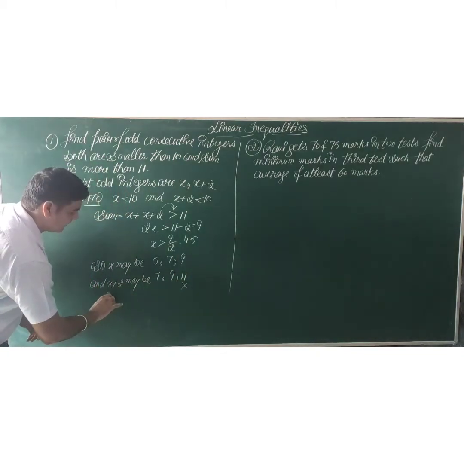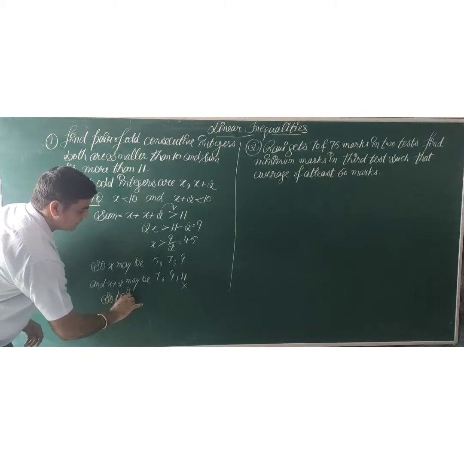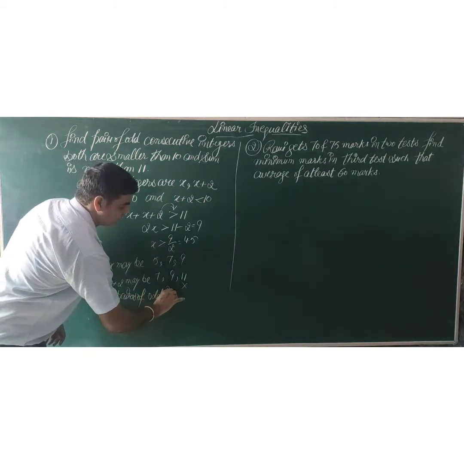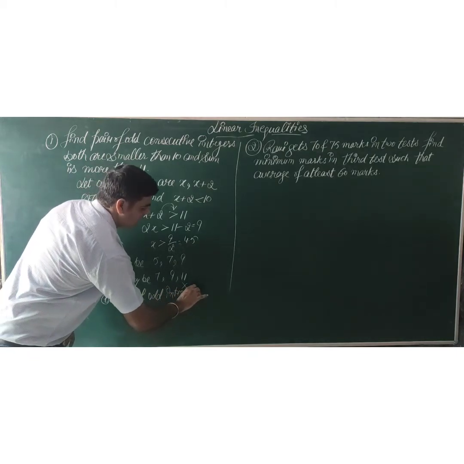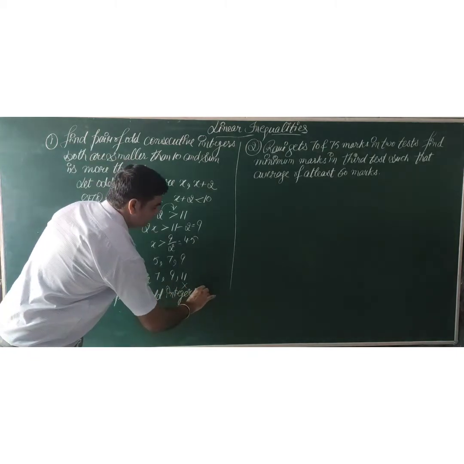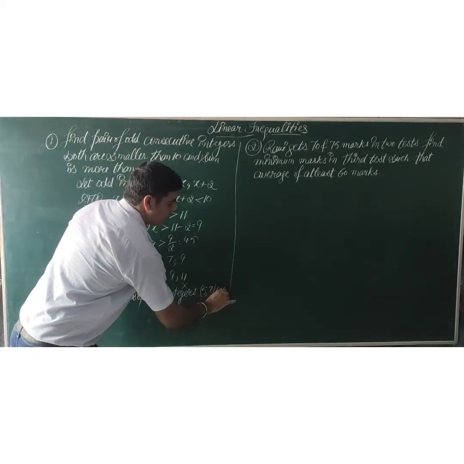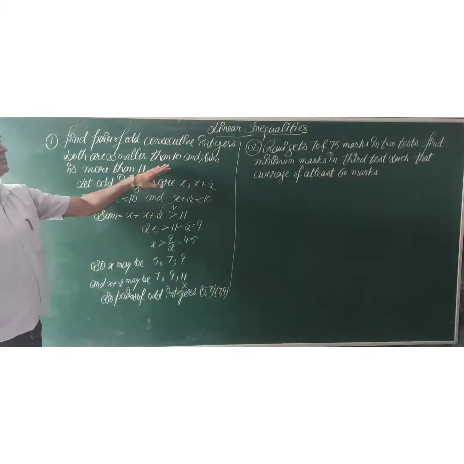So the pairs of odd integers are: first pair 5 and 7, second pair 7 and 9. This is the answer according to the given statement.